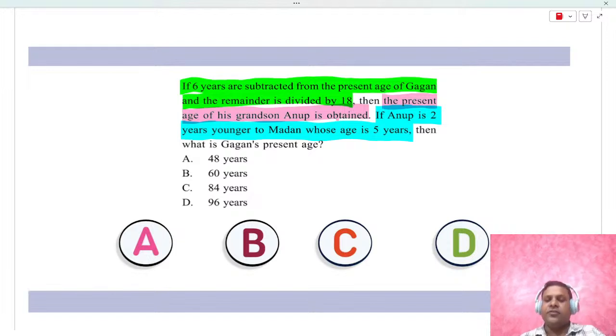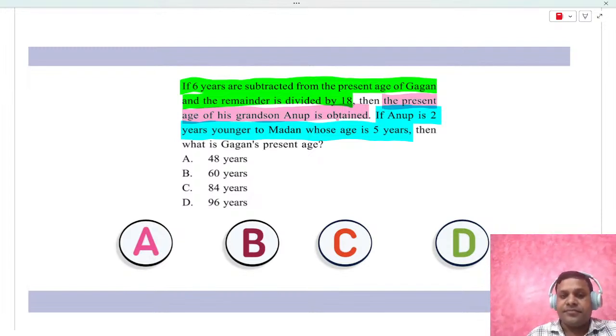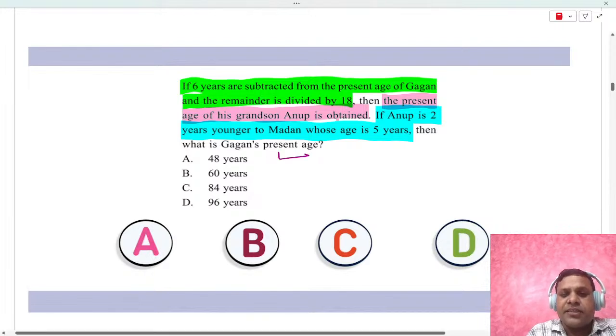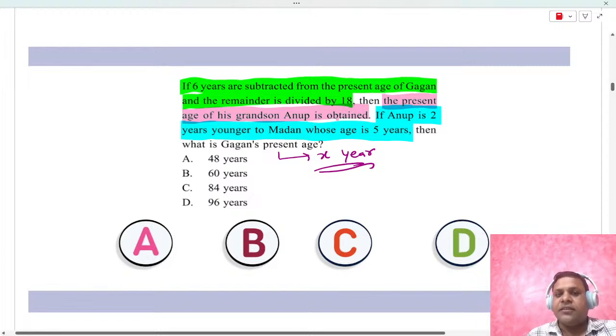Let's start the solution. Now, if 6 years are subtracted from the present age of Gagan and the remainder is divided by 18. Now, what is the question? The final question is: what is Gagan's present age? हमें find out करना है गगन की present age क्या है. So let's suppose the present age of Gagan is X years.